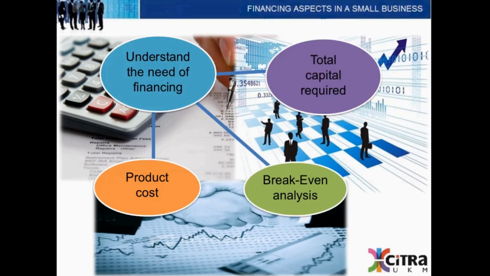To understand the needs of financing, there are three elements that reside under this initial objective. First, you need to understand and identify what are the production costs or the product costs involved in producing your product or services. And then to calculate what are the break-even analysis and the total capital needed to operationalize the businesses.